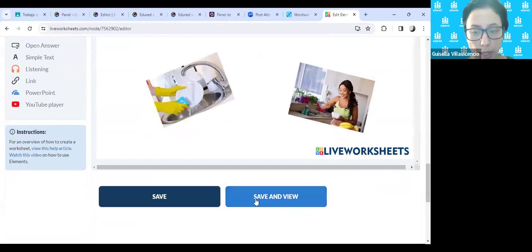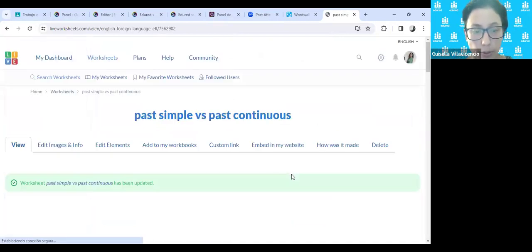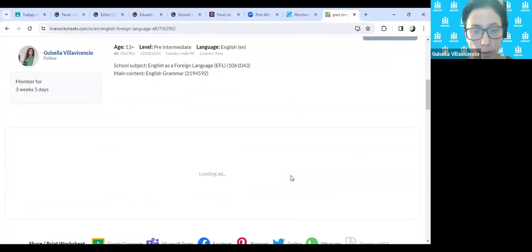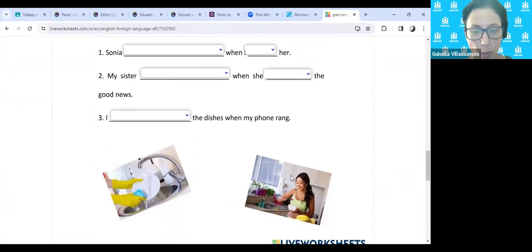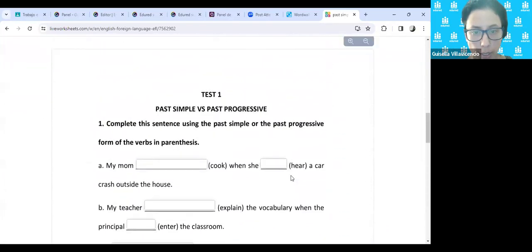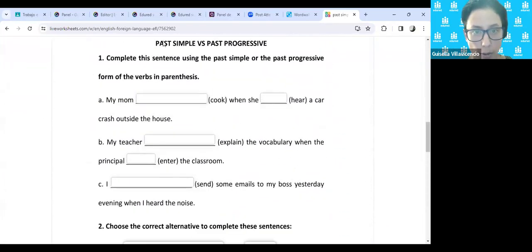Ahora, es importante siempre darle save and view para ver cómo está, porque de repente me he equivocado. Como había puesto otras palabras, uno se confunde. Le voy a dar save and view. Aquí voy a ver cómo quedó. Veo el espacio en blanco que yo había puesto. Aquí puedo escribir, y salen las palabras como las configuré, grandes y azules.